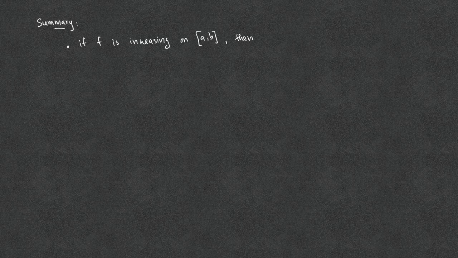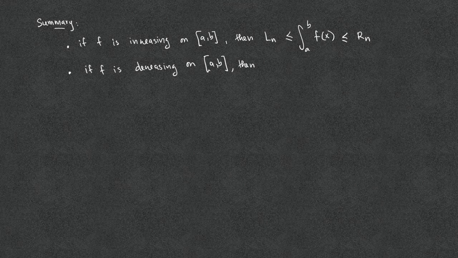To summarize the result, if f is increasing on the interval [a, b], then the left sum Ln is an underestimate and the right sum Rn is an overestimate. The exact integral is in between. If f(x) is decreasing, then the left sum is an overestimate and the right sum is an underestimate.